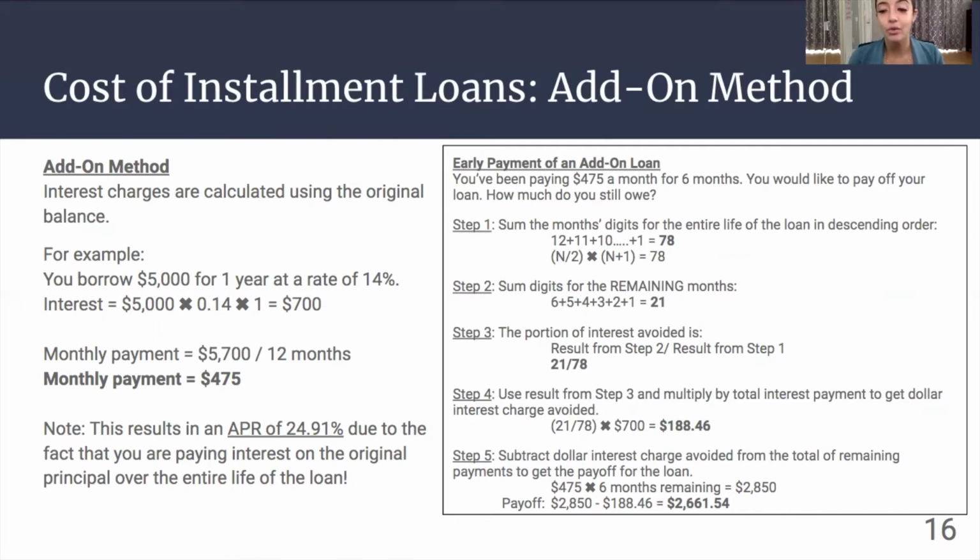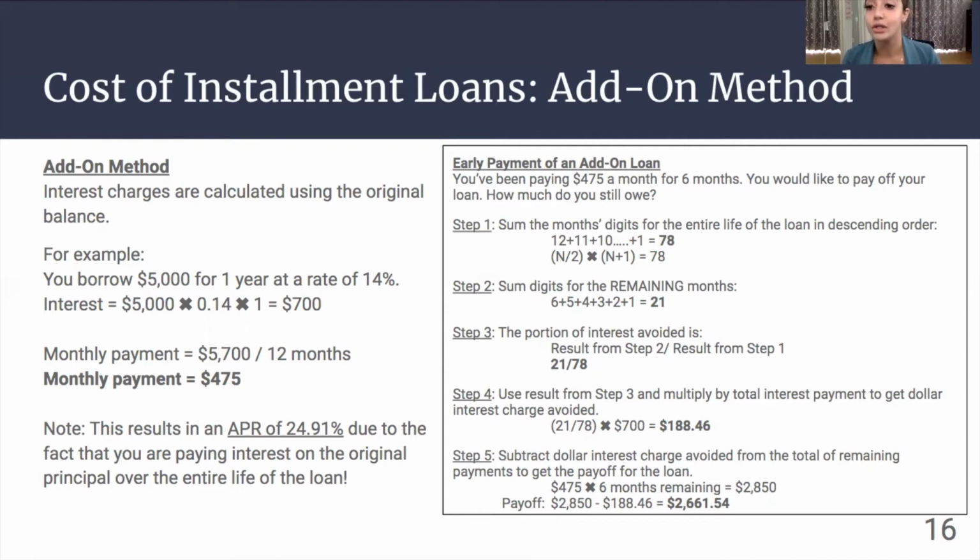Now, it is important to note that when you're paying $475 a month versus the simple interest method, where you were paying $448.94 a month, you're obviously paying a little bit more monthly in the same amount of time. And that is giving you an APR of 24.91%, almost double of what your APR is in the simple interest method. That is due to the fact that you are paying interest on the original principal over the entire life of the loan. In the simple interest method, your interest goes down as your unpaid balance goes down.